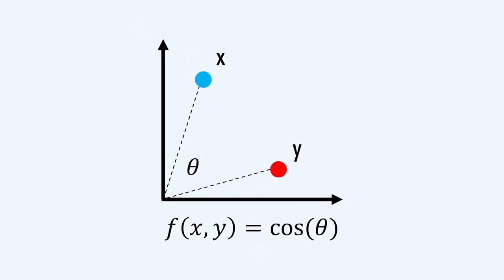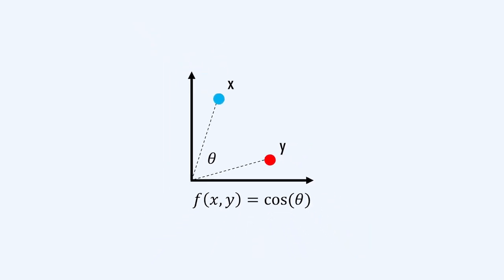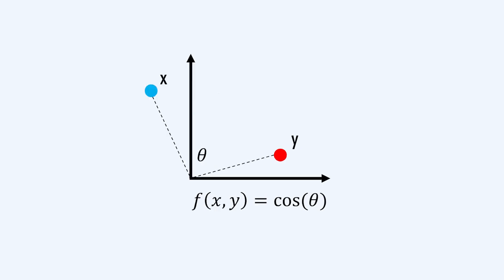Conceptually, cosine similarity or cosine distance computes the cosine of the angle between vectors x and y. A cosine value of 0 means that the two vectors are at 90 degrees to each other, they are orthogonal, and have no match. The closer the cosine value to 1, the smaller the angle and the greater the match between the two vectors.